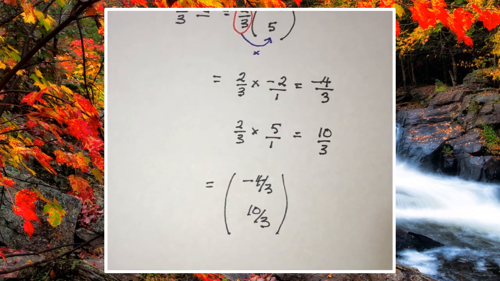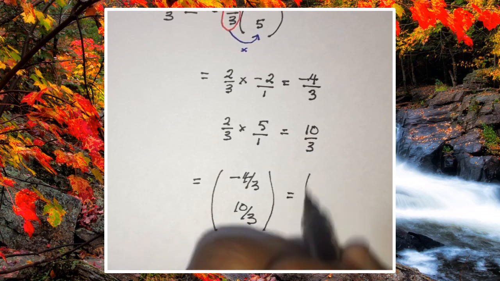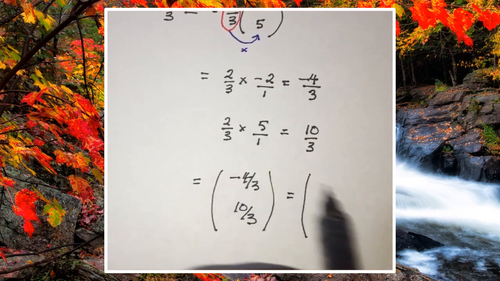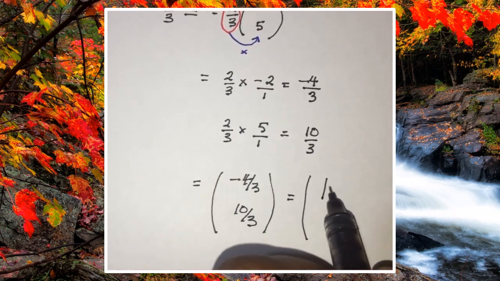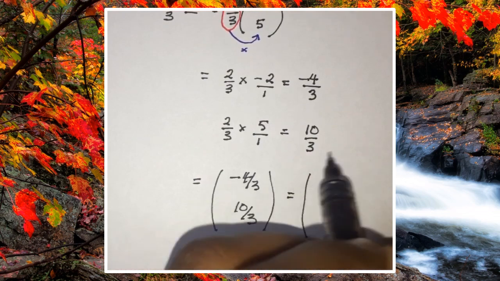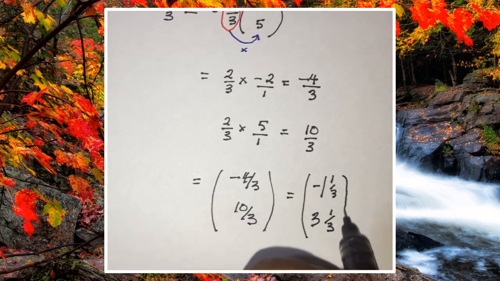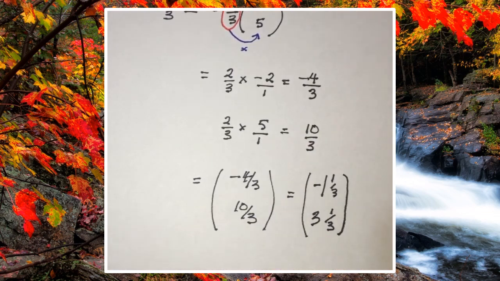If you feel like you want to fix it up and make it into a mixed fraction, you can say, alright, 3 into 4 goes 1 time, remainder 1 over 3. And remember, it was negative, so you put back the negative. And 3 into 10 goes 3 times, remainder 1 over 3. Close your bracket, and you're done. See how easy that was?